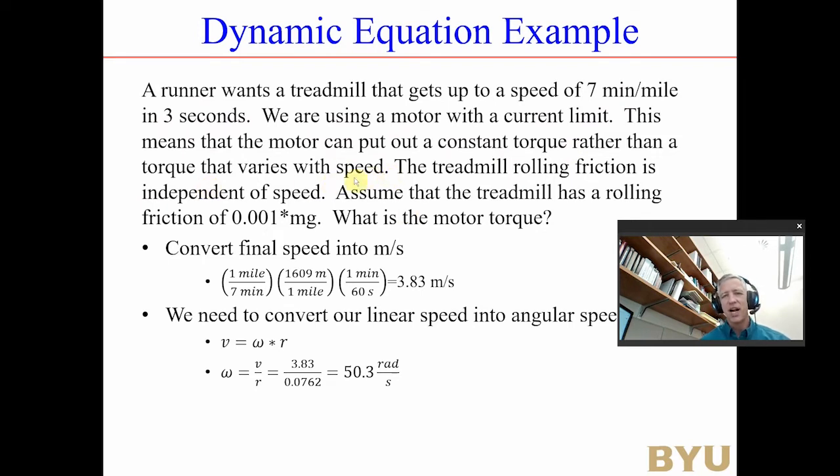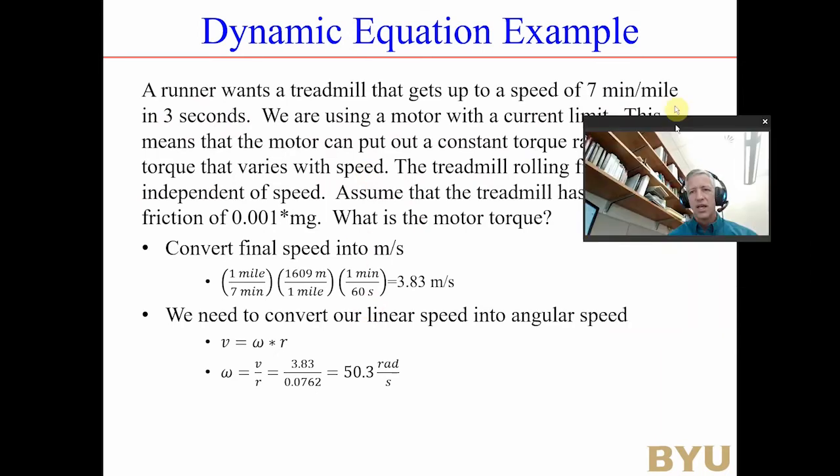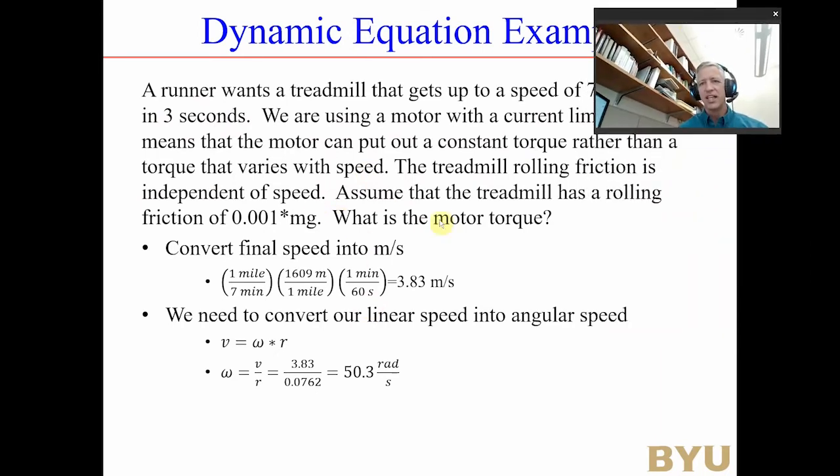This is kind of practical for a lot of motors when you don't want them to overheat, and it makes the math a little bit easier. So we can do this simple calculation. And then we're going to assume that all of the friction is rolling friction, which is independent of speed. So we're going to assume that the treadmill has a rolling friction of 0.001 times the mass times the gravity constant, mg. And we're trying to calculate what is the motor torque.